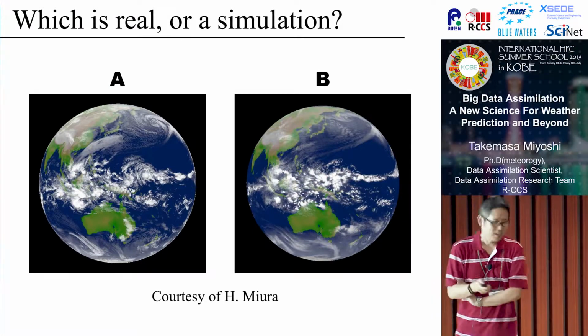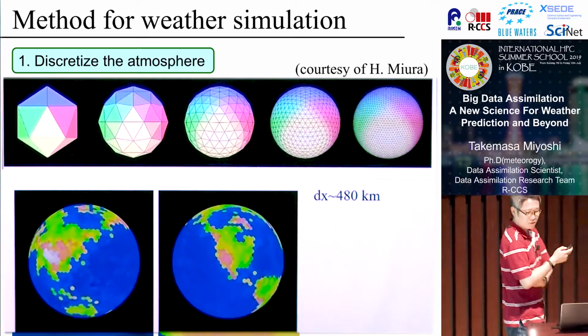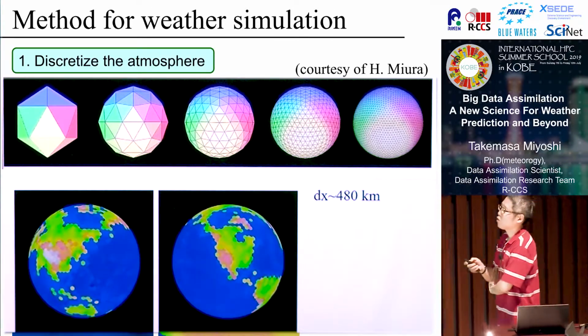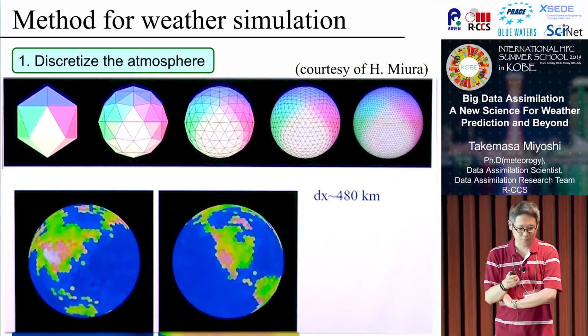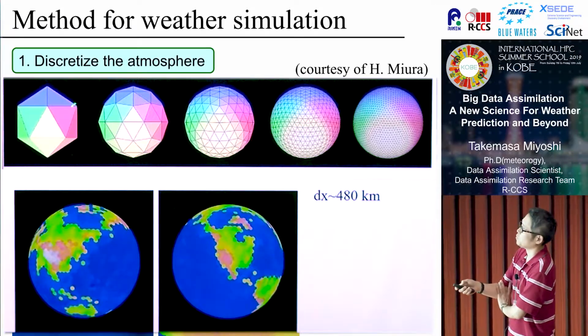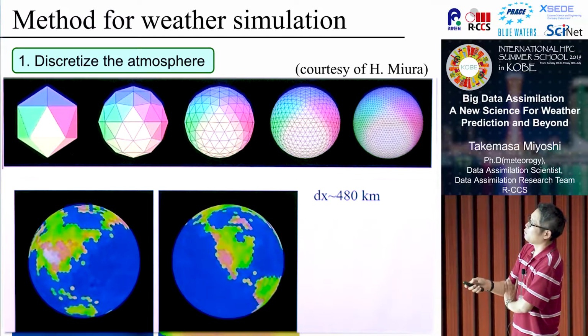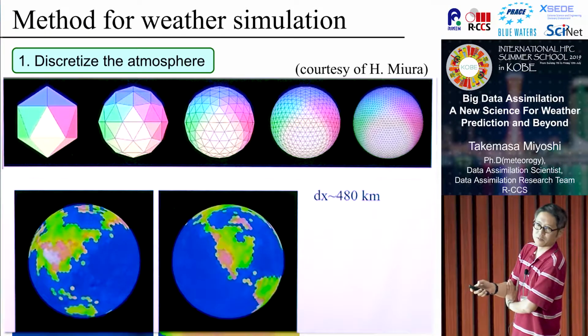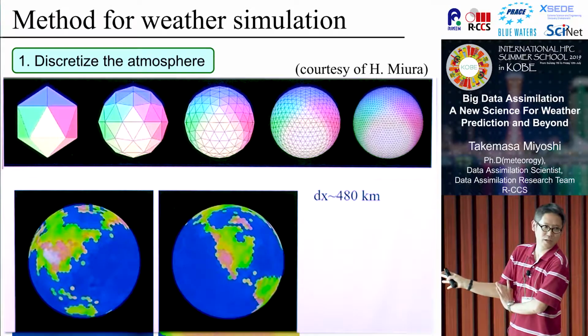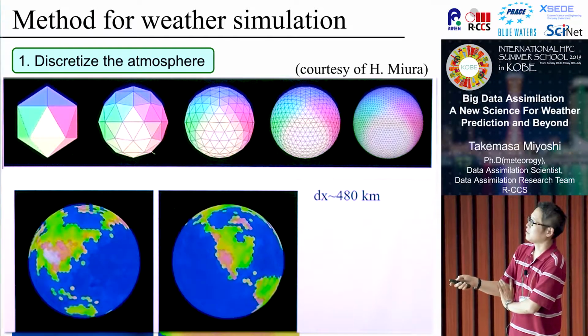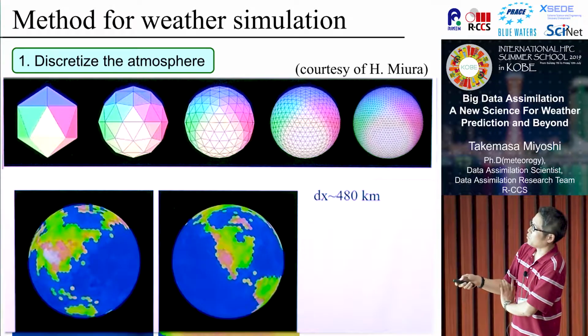Well, okay, first we would like to know how we can make this type of high resolution simulation. In general, we have a model with a discretization. So it's a sphere, and this is one method of this discretization. There are many, many different ways of discretizing the spherical coordinates. But now we have a sphere with an icosahedron.